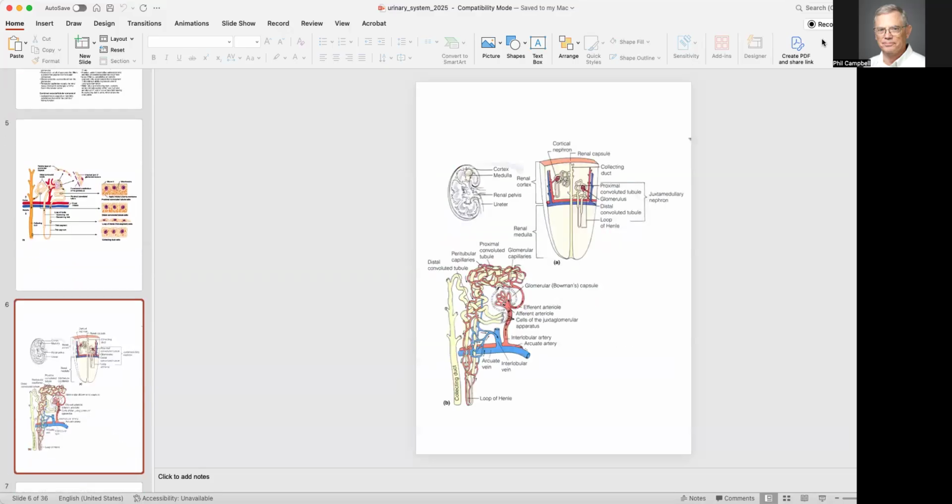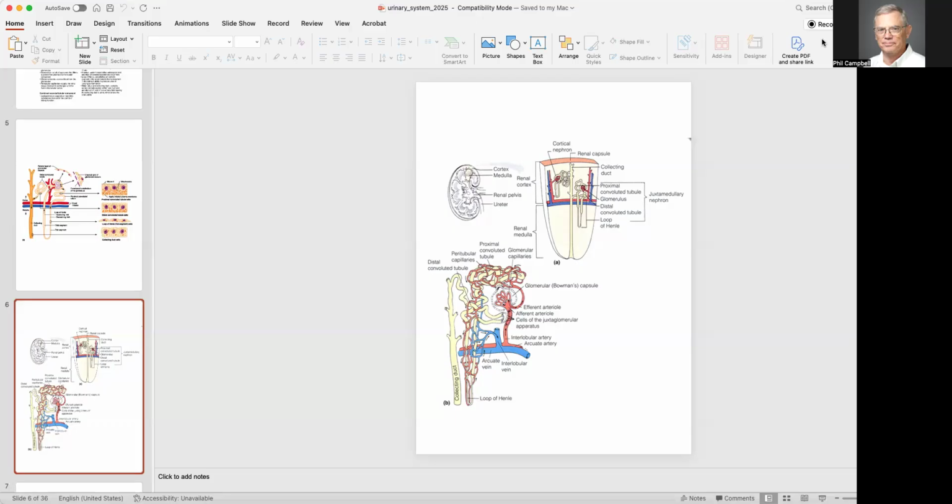Now, there are basically two types of nephrons. We have the cortical nephron, and then we have the juxtamedullary nephron. The distinction depends on where they exist within the kidney. So the kidney, just like the adrenal gland, is divided into an outer cortex and an inner medulla region. In the kidney, there is where your cortex meets your medulla. This is called the juxtamedullary interface.